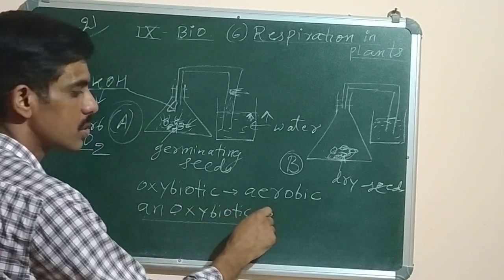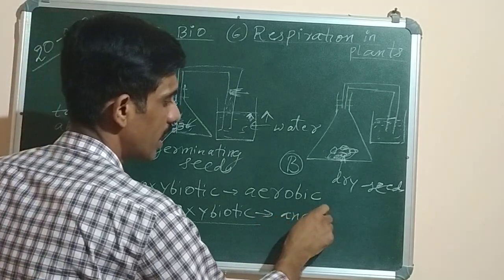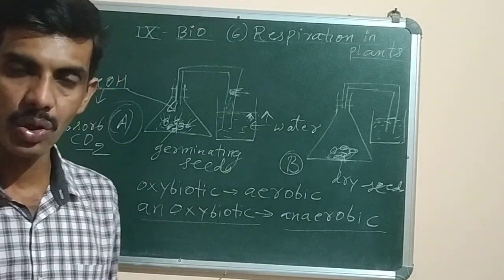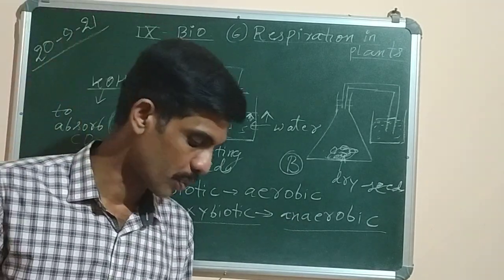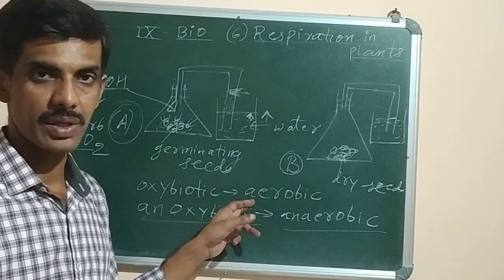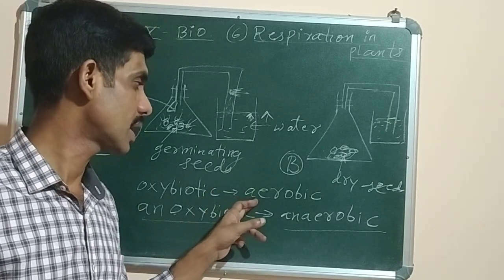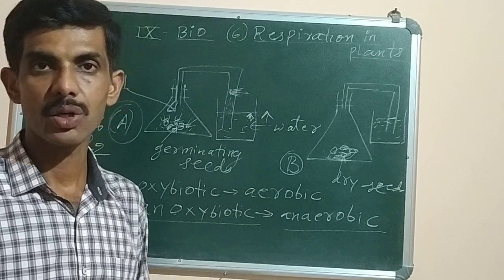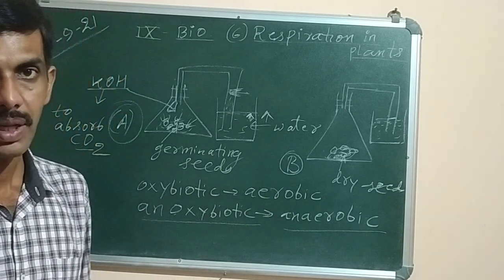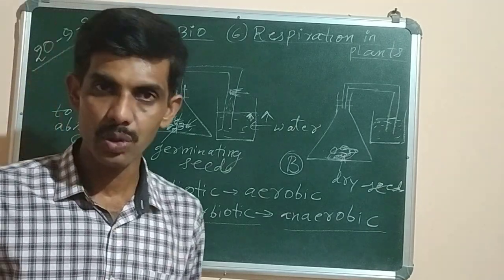Anoxybiotic respiration is also known as anaerobic respiration. That is, the respiration which takes place in the absence of oxygen is called anaerobic respiration. Now you know that during aerobic respiration, due to the presence of oxygen, there is complete oxidation or breakdown of the glucose molecule, and it will produce a large amount of energy, that is 38 molecules of ATP are produced.